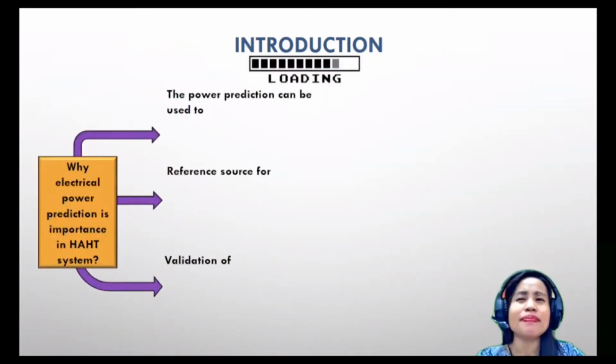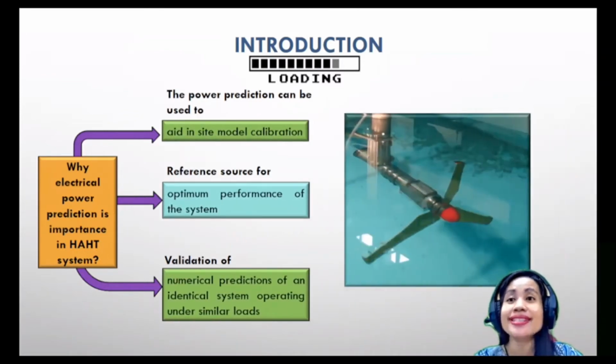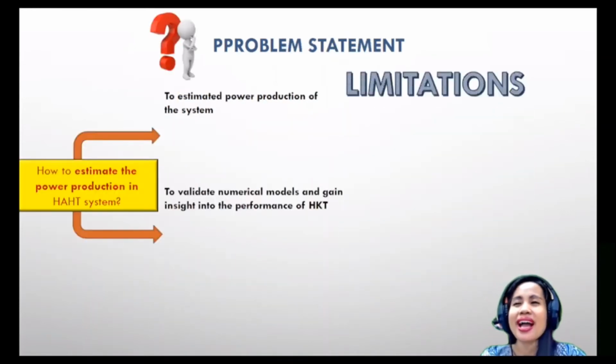Why is electrical power production important in an HKT system? The electrical power production can be used to aid in site model calibration, as a reference source for optimum performance of an HKT system, and for validation of numerical prediction of an identical system. How to estimate the power production in HKT?